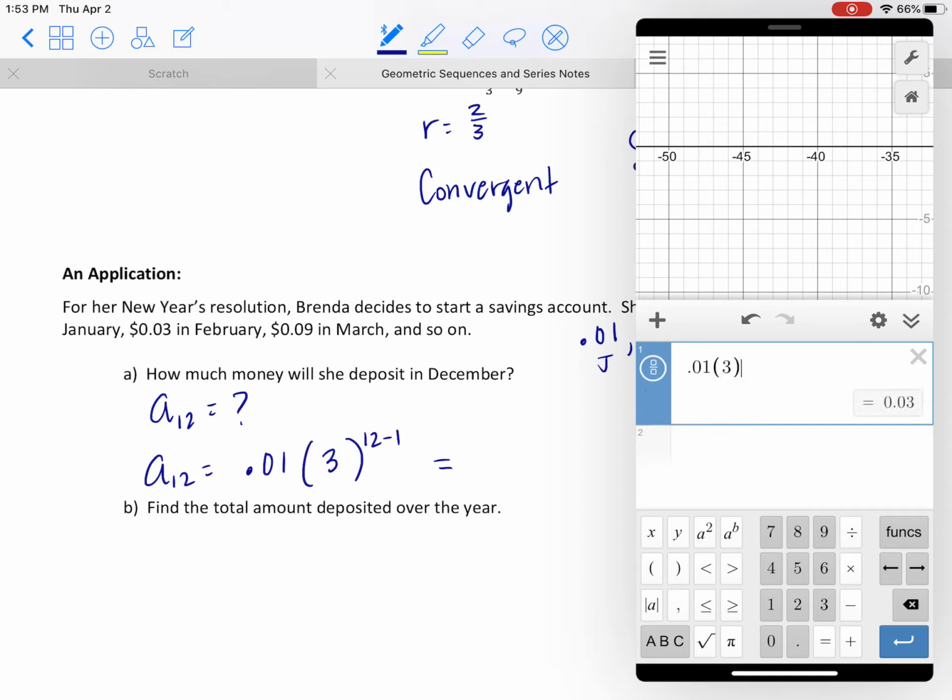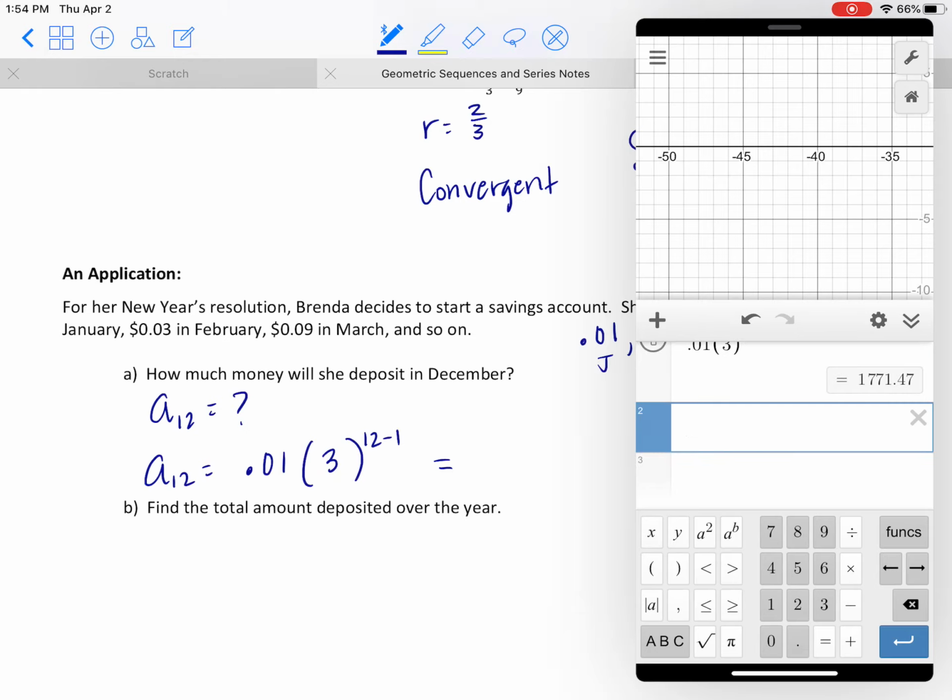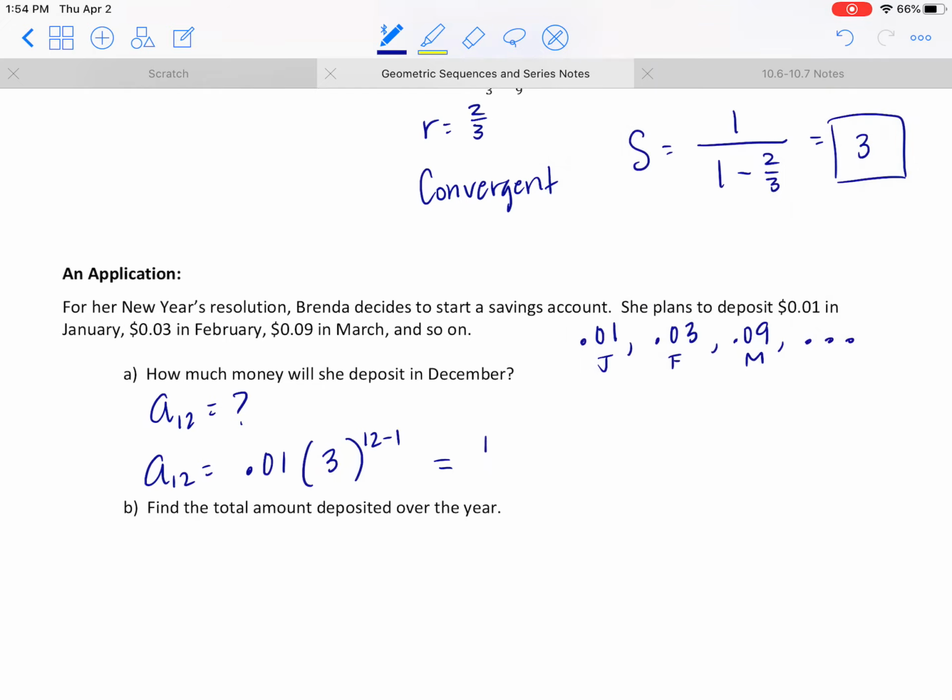What do you think? She's going to have a pretty big deposit or a ridiculously small deposit? I think you're going to be surprised here. So starting at a penny, tripling the amount we deposit, and then 12 minus 1, so the 11th power. So in the 12th deposit, right, she ends up depositing $1,771.47. I don't know about you, but that's a surprising amount. So when you're tripling, your numbers are going to start to grow really, really fast.